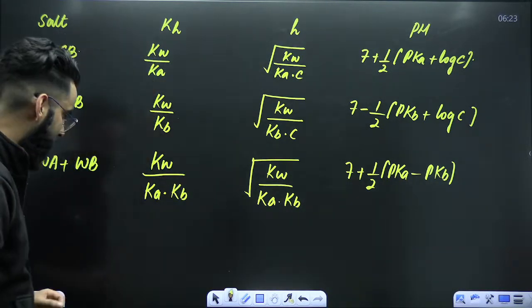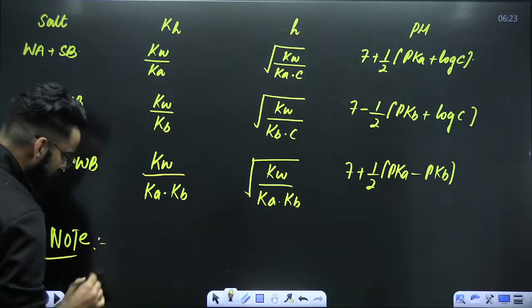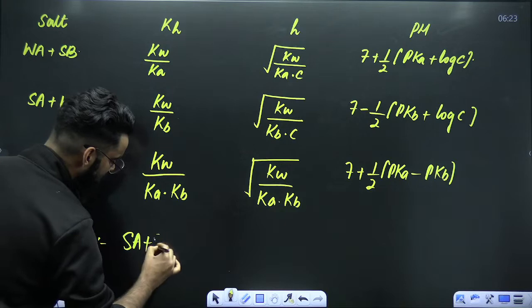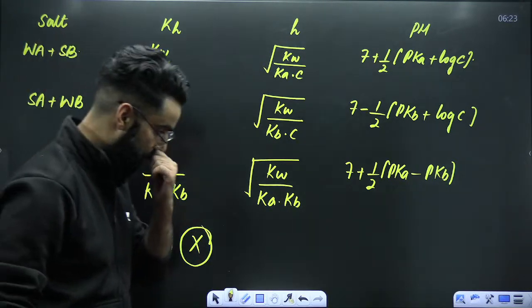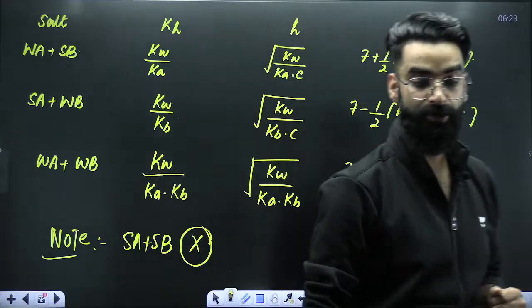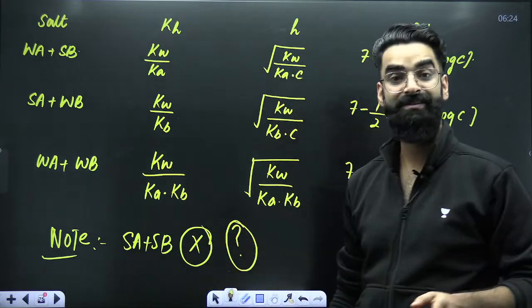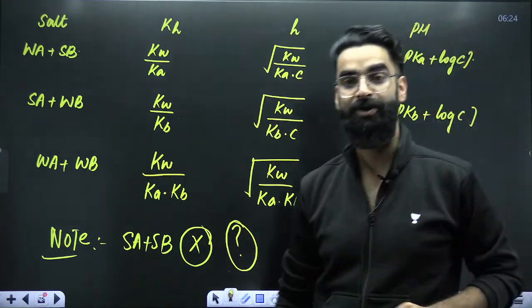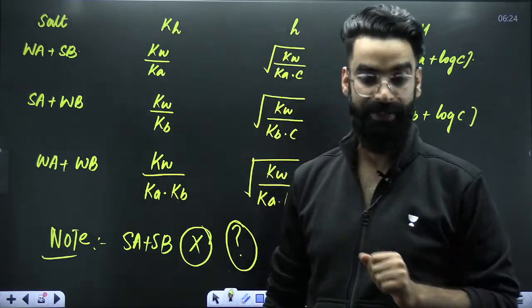Now we will at the same time take note of one thing. Do remember, salt of strong acid and strong base does not undergo hydrolysis. You are going to let me know the reason in the comment section afterwards. Why does salt of strong acid and strong base not undergo hydrolysis, right?